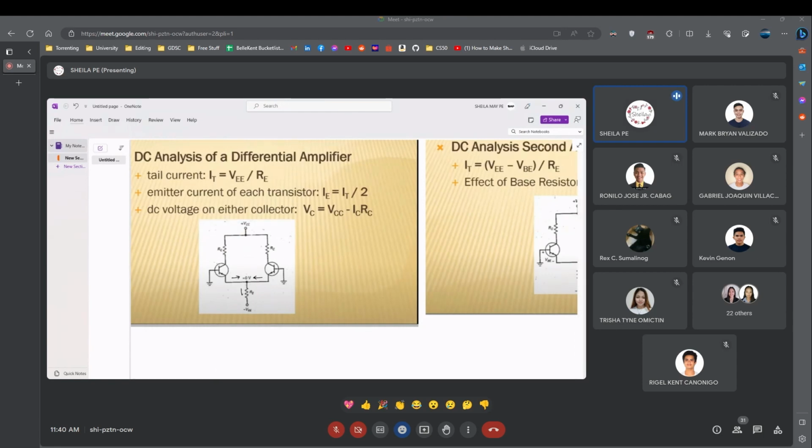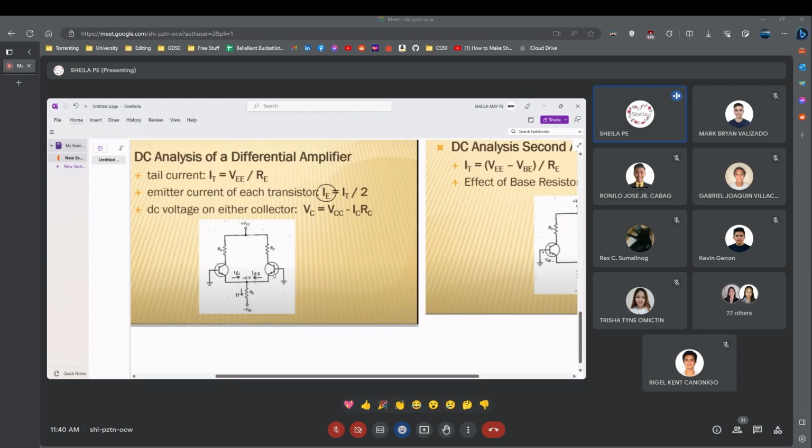So, ikabot diri, IT na siya, right? But atong IE here and IE here is equal. So, therefore, i-add nilang duha is equals to IT. Now, in getting the IE, imo na i-divide si IT og kaduha. In getting IT, you just need to add IE1 and IE2, para makuha nimo si IT. That is if dili mismatch ang atoang transistor. But if our transistors are made properly, matched properly, then you can have IE1 equal to IE2.